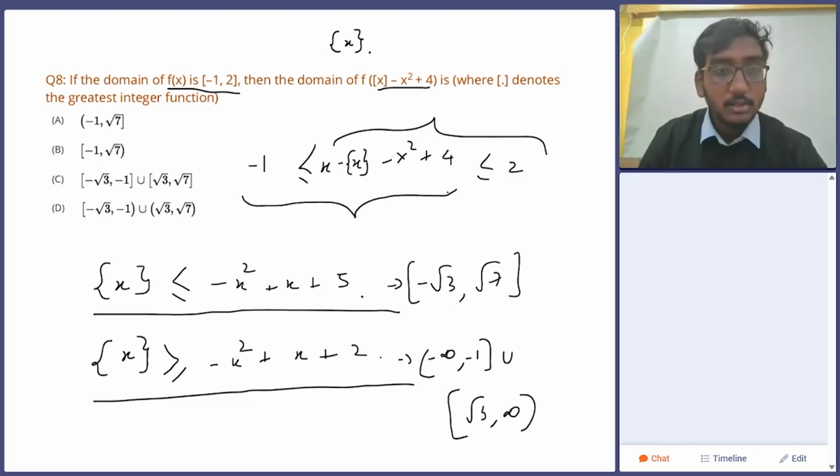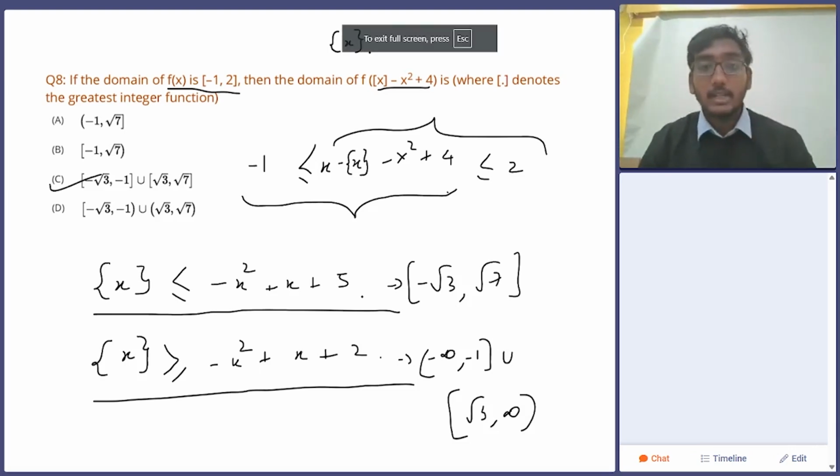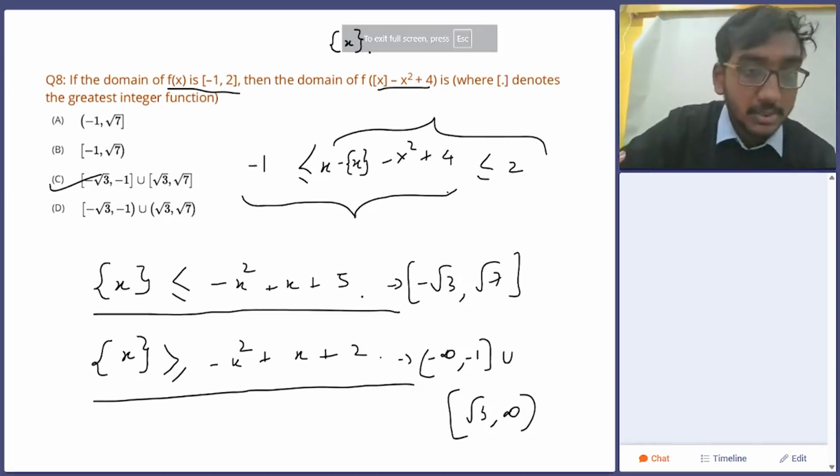It will be minus root 3, 1 union root 3, root 7. See, this will not be the correct, because here minus 1 and root 3 are being excluded, but in either case, minus 1 and root 3 will be always included, okay? Because it's a greater than or equal to inequality. It's not a strictly greater than inequality, okay? So it will be answer C, okay? Option C, okay?